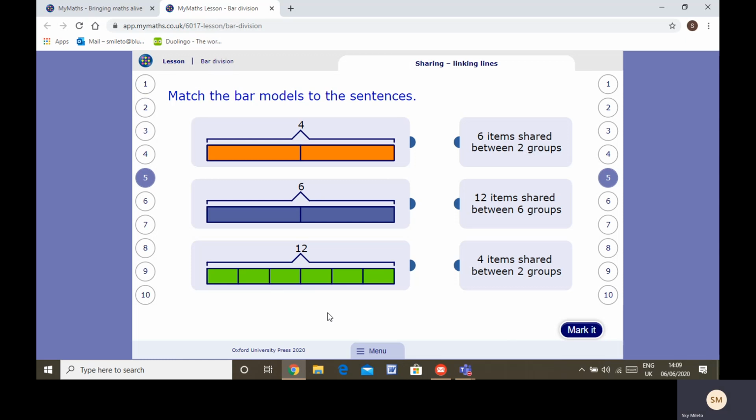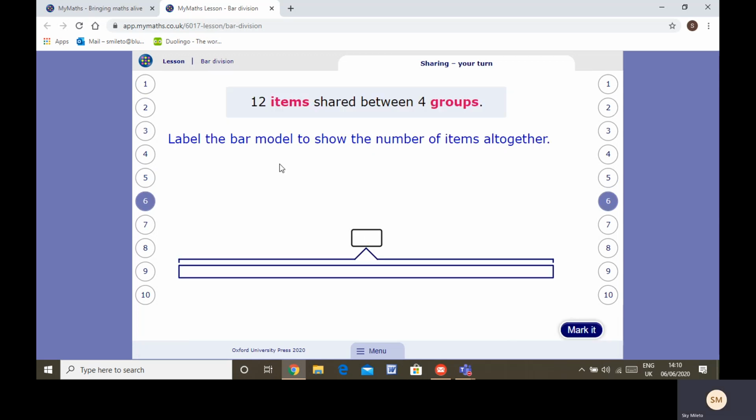I'm going to show you. We've got 4 here and it's split into 2. So we know that there are 4 items and it's split into 2 groups. There are 6 here and we need to split it into 2. So we know there are 6 items shared between 2 groups. And finally, there's 12 items and we've got 1, 2, 3, 4, 5, 6 groups to split it into. So 12 items shared between 4 groups.